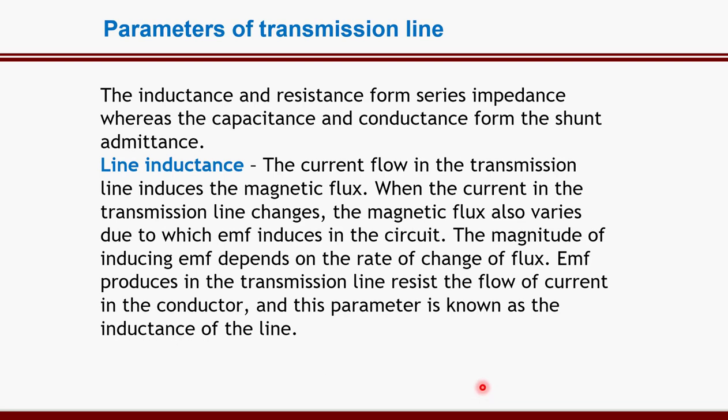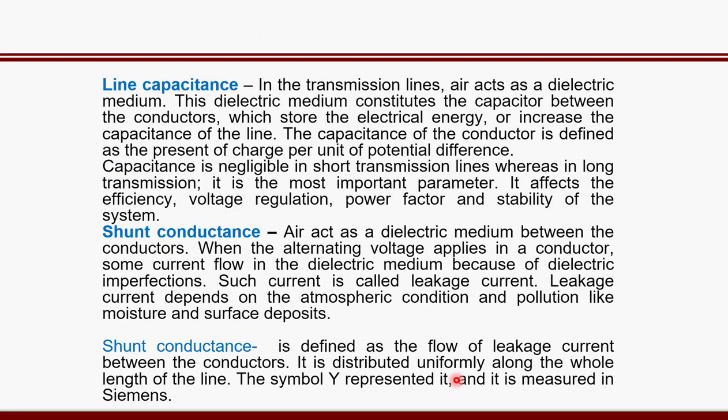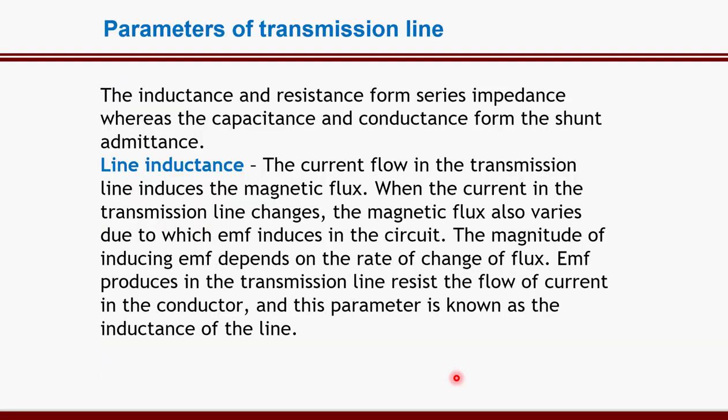Now let us briefly view these parameters, their definitions one by one. The first parameter is inductance, and this is a series parameter because it is present in the series path in a transmission line, and resistance is also present in the series path.